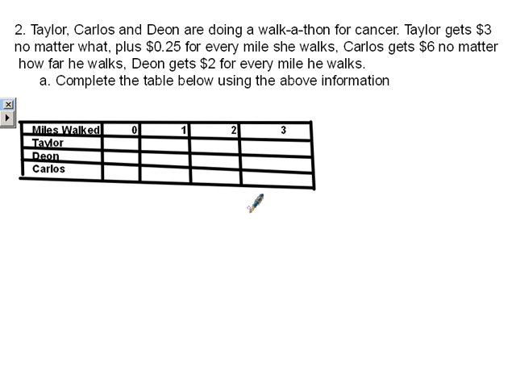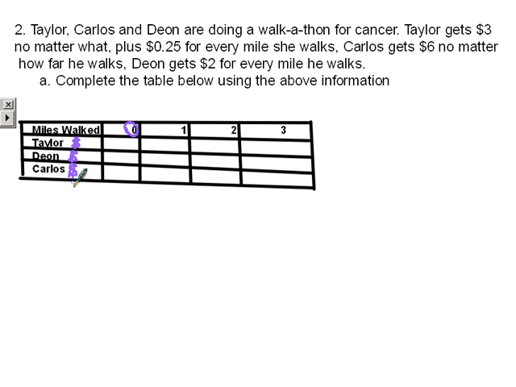Okay, we're going to be looking at completing tables. The first thing I want to remind you is that whenever you're doing a table, eventually you're probably going to write an equation, and it becomes extremely important that you include 0 on your table. So we have 0 miles, and this is all the money Taylor earned in donations, the money Dion earned in donation, and the money Carlos earned.